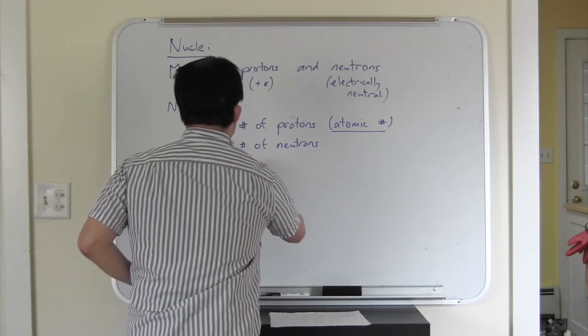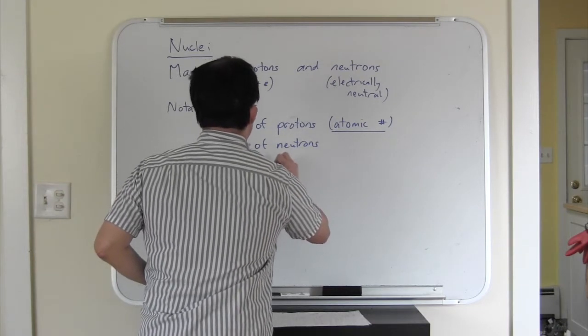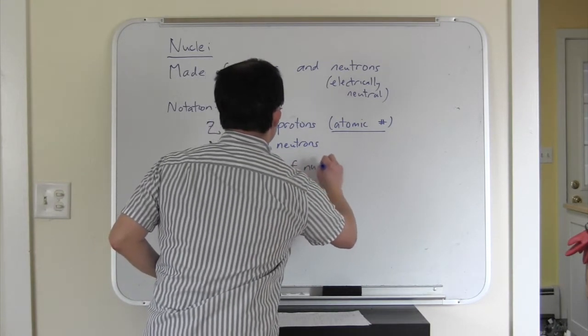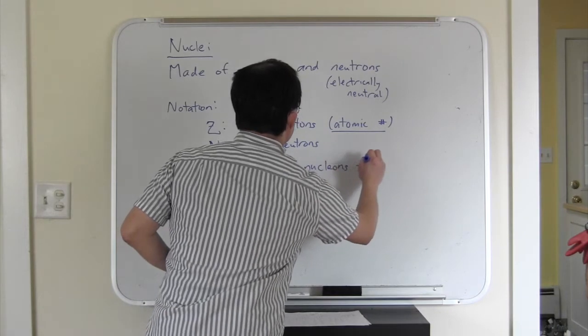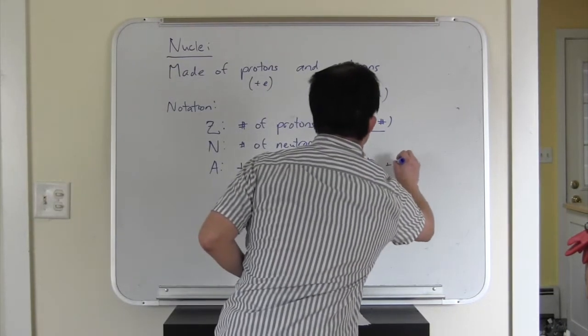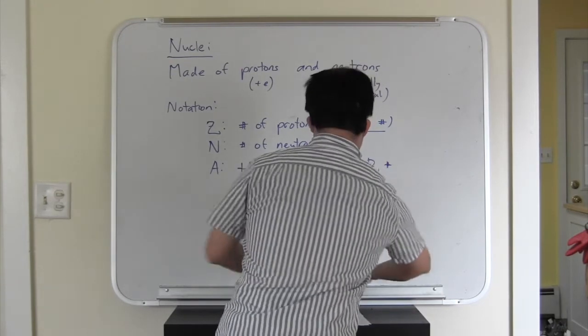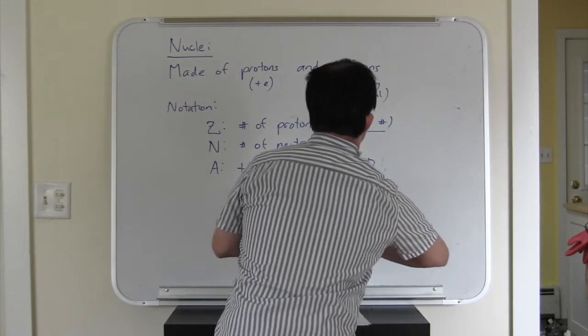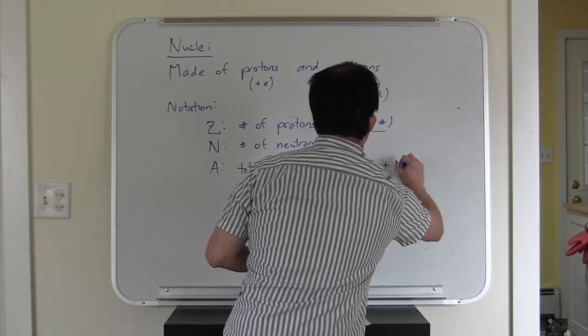So the total number of nucleons is going to be Z plus N. Oops, that's a plus sign. Z plus N. Okay.